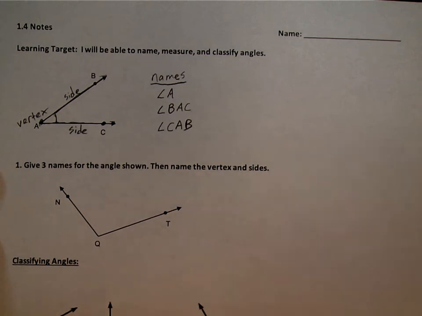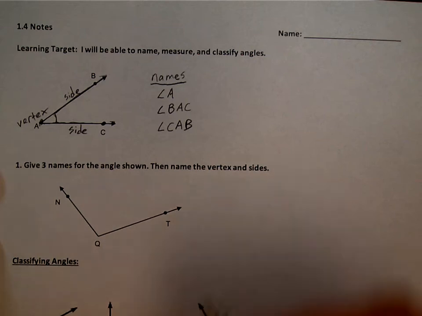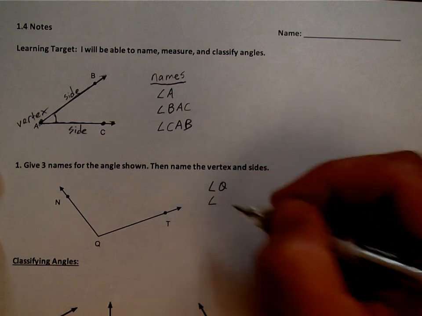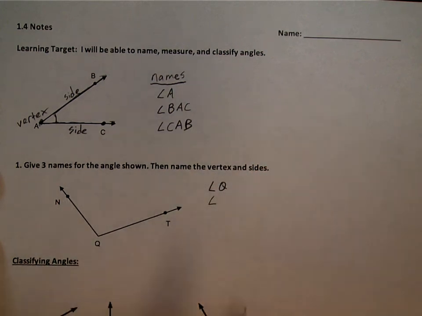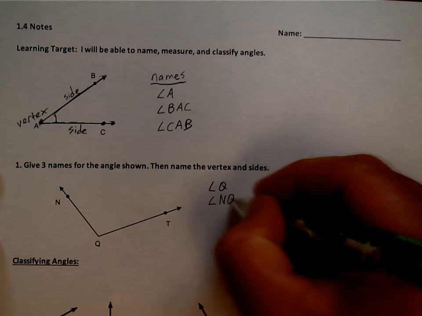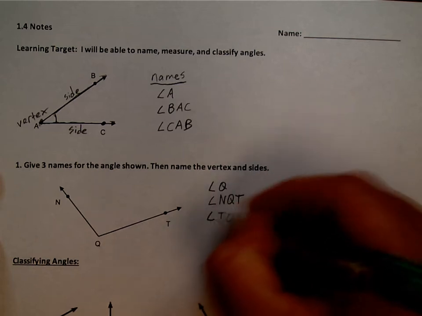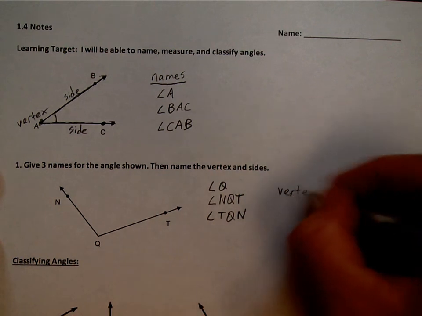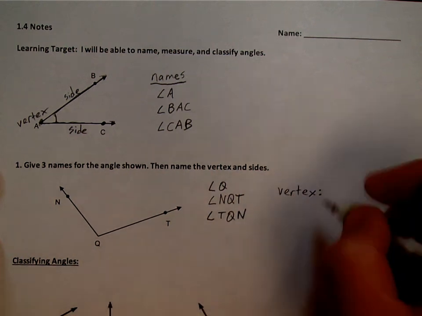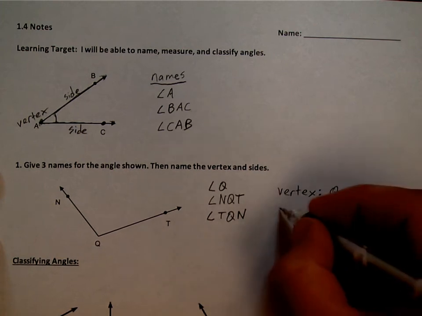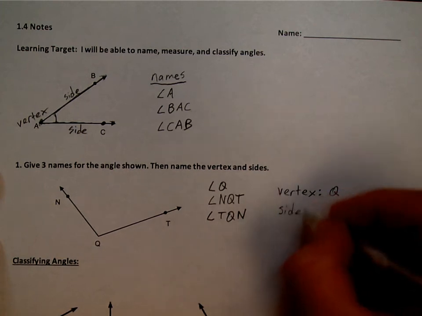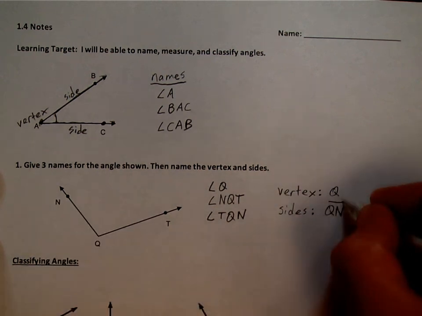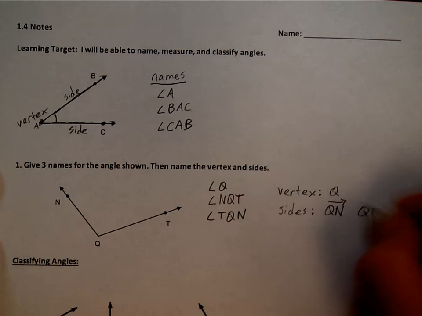So knowing that, let's take a look at number 1. They want us to give the three names. So we could name an angle Q, the vertex, and then the two sides go through N and T, so we could call it NQT or TQN. They also say to name the vertex. The vertex is just the point where the two rays intersect, that's Q, point Q. And then for the sides, they are both rays, so we'll label them as rays. One of them is QN, so ray QN. The other one is ray QT.